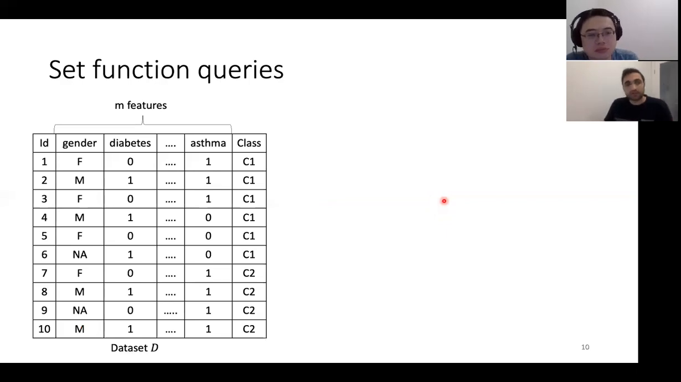So far I have been talking about simple queries, counting queries, like how many people have diabetes, but queries can be more complex and more sophisticated. For instance, through this talk, we consider set function queries. Let's say we have a data set of 10 individuals, and each individual has some features, for instance gender, diabetes, asthma, and then we have a classification of those individuals. They are either in class C1 or class C2. Then according to those features, we can define a set function which helps us to do this classification.